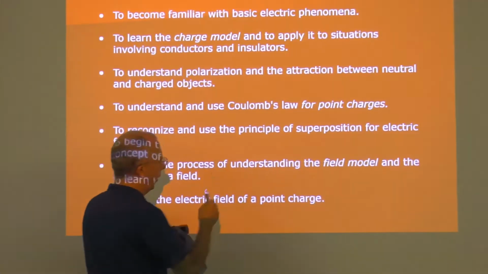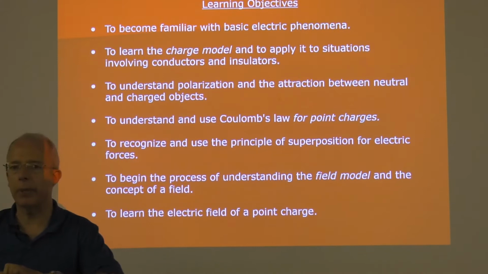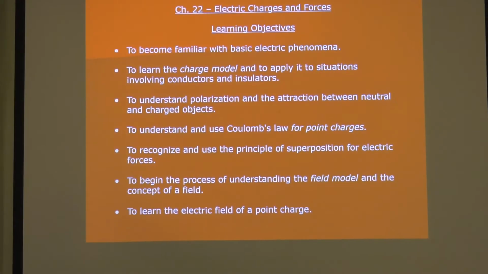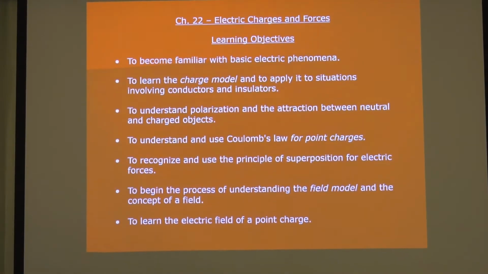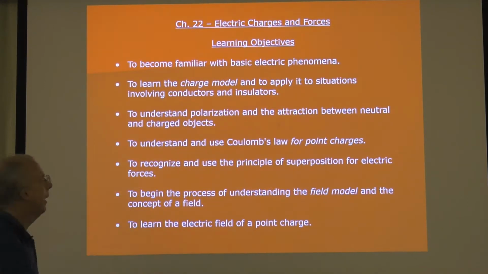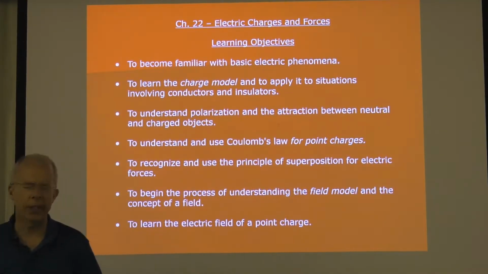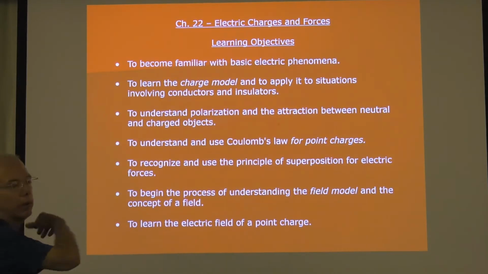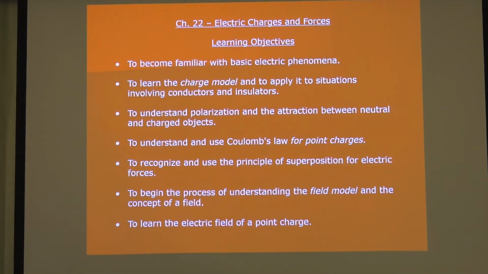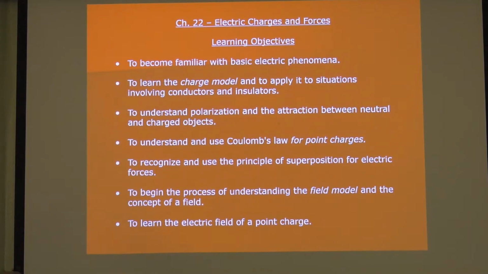Conductors and insulators. A conductor is something like copper, a copper wire. It just means that charge flows. An insulator, like a piece of dry wood, it just means that charge doesn't flow along a piece of dry wood. That's all. So the difference between a conductor and an insulator is just the mobility of charge.